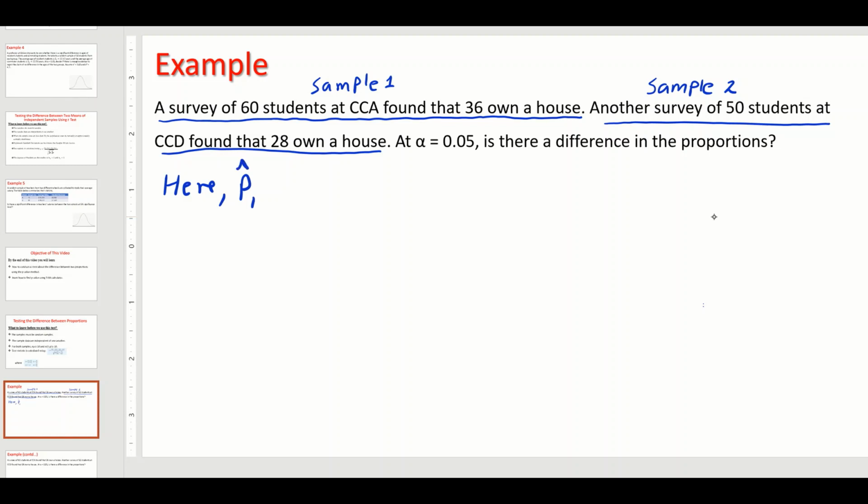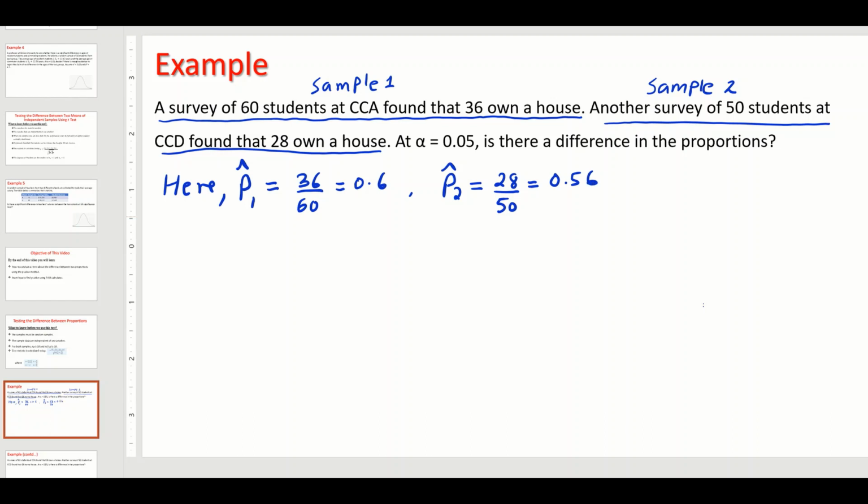First thing, let's find out what we know here. P1 hat, the proportion of students at CCA who own a house, is 36 out of 60, which is equal to 0.6. Similarly, P2 hat is the proportion of students at CCD who own a house. That is 28 out of 50, which is equal to 0.56.